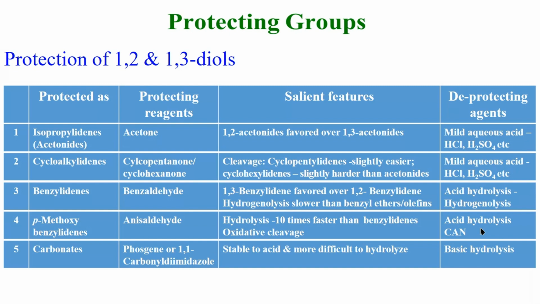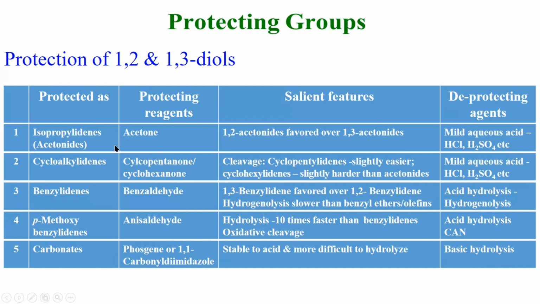The fifth method of protecting the diols is in the form of carbonates by using the protecting reagent phosgene or the more eco-friendly 1,1 carbonyl diimidazole, and this is stable to acid and thus more difficult to hydrolyze. Here you see all the other protecting groups or other types of protection, they are cleaved by mild aqueous acids, but here as they are stable to acids, they are cleaved by using the bases like sodium hydroxide and so on.